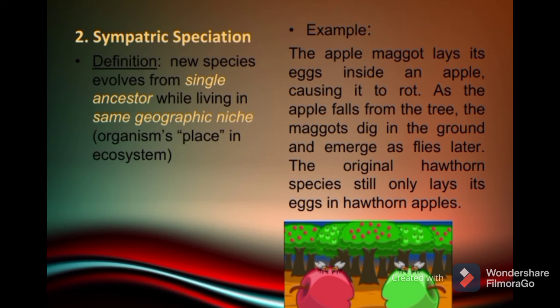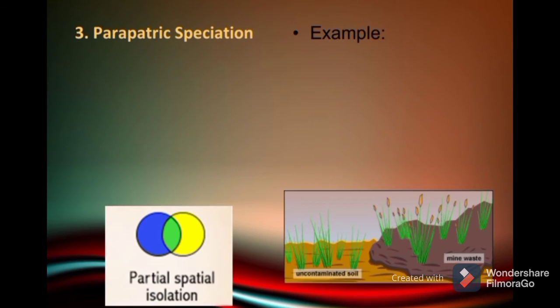Just like in the example, the apple maggot lays its eggs inside an apple, causing it to rot. As the apple falls from the tree, the maggots dig in the ground and emerge as flies later. The original hawthorn species still only lays its eggs in hawthorn apples.